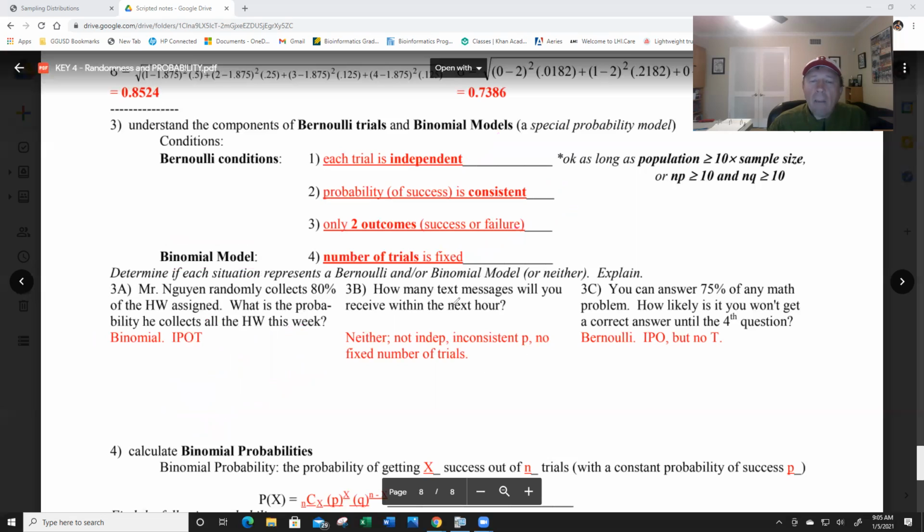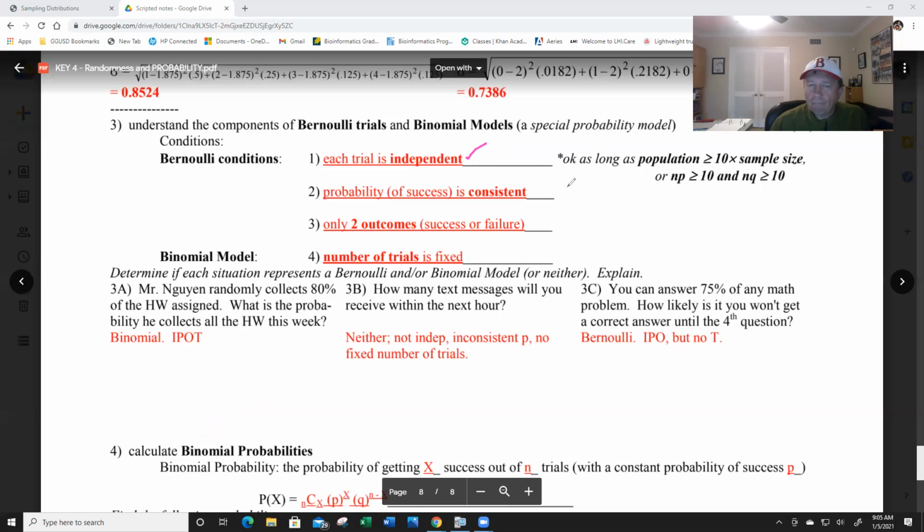Okay, B, how many text messages will you receive in the next hour? Okay, is this independent? Probably not, because I think one friend in a group chat might trigger the other one, okay? Is the probability of success consistent?